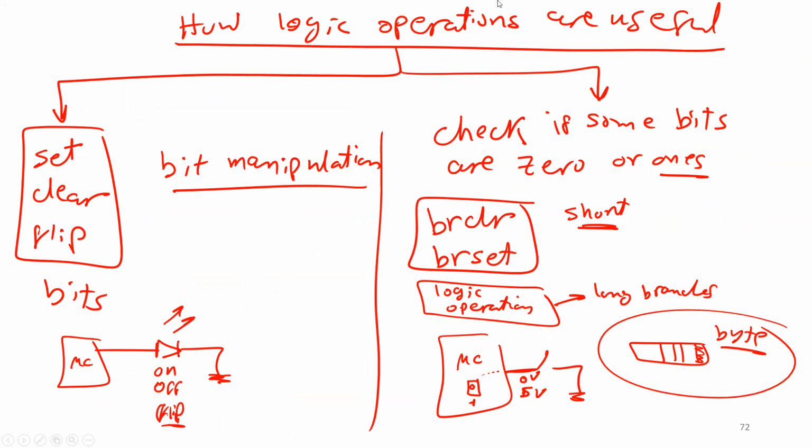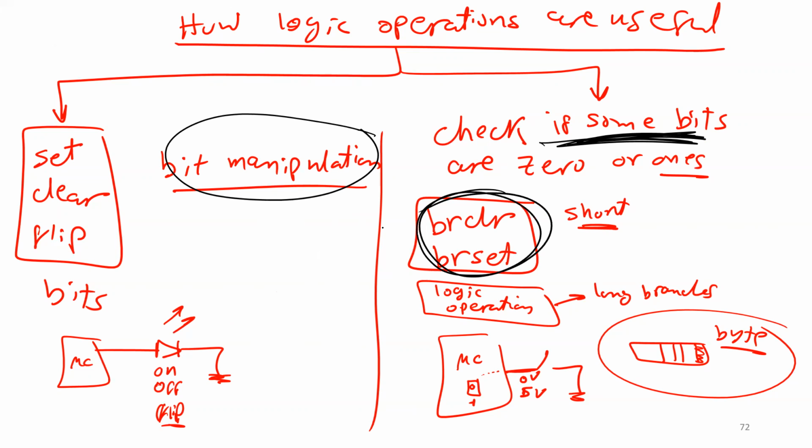Actually, Boolean operation can be used to do one of two things. Boolean operation can be used if you want to do bit manipulation. Okay. Or they can be used if you want to check some bits, if there are some bits ones or zeros, similar to branch if clear, branch if set. So I'm going to show now how we can do the same thing we did before for branch if clear, branch if set, but I'm going to do it right now using logic operation.